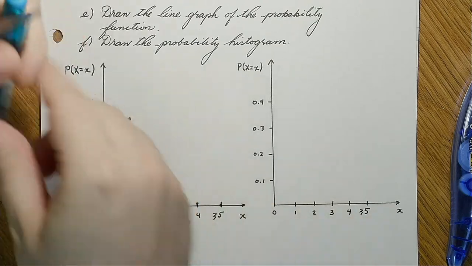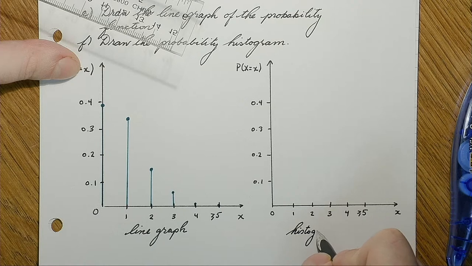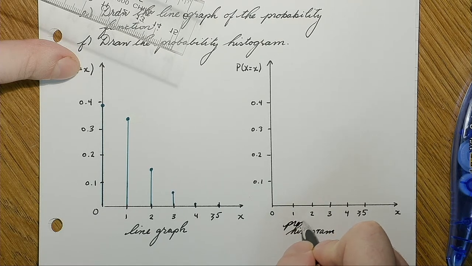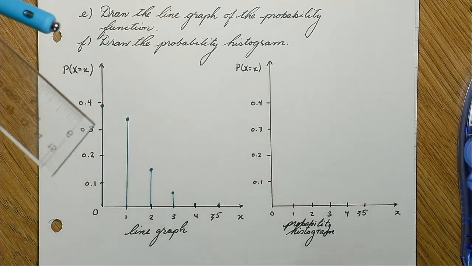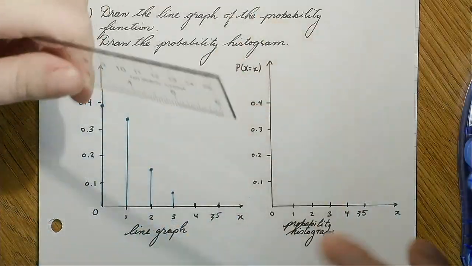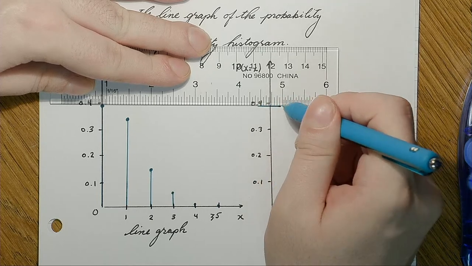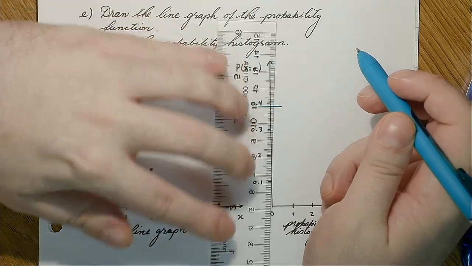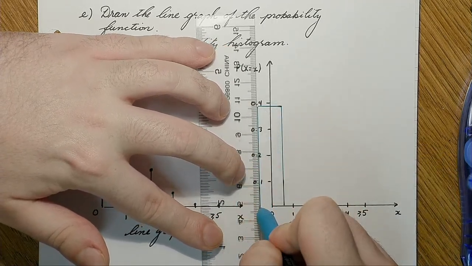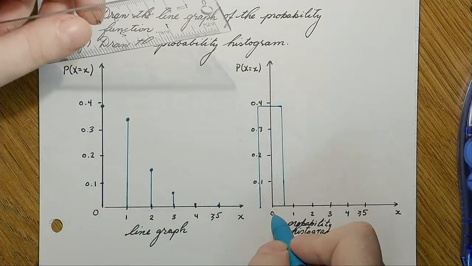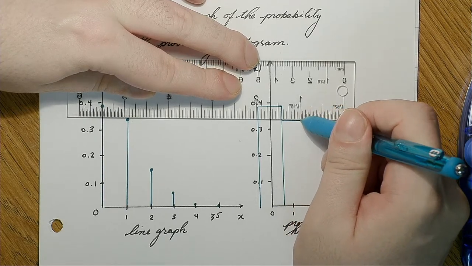now what they want for a histogram, or the probability histogram. So instead of using little dots and lines, they want us to use a bar. So with that, do the same thing up here. Now the bars are centered at the number that you're using, so in our case, it's 0. And there's no spaces between them. The bars are connected.